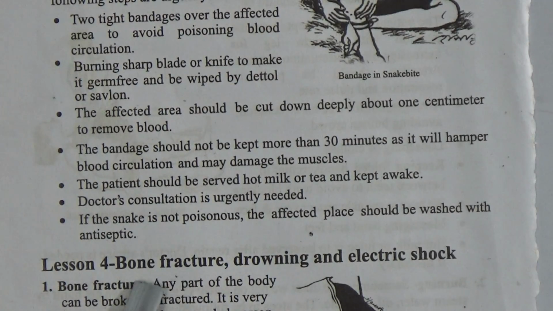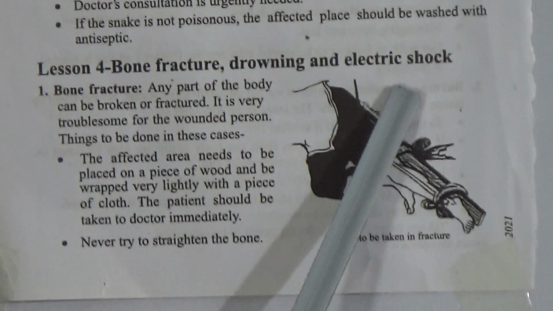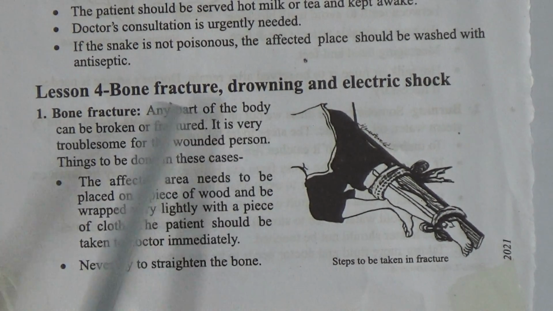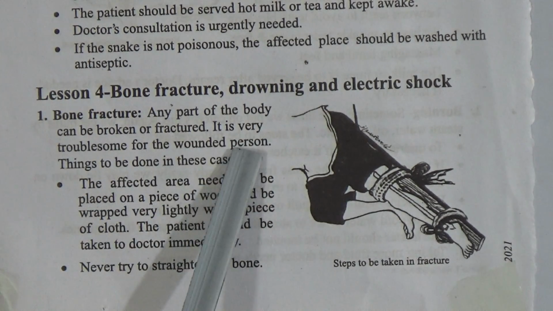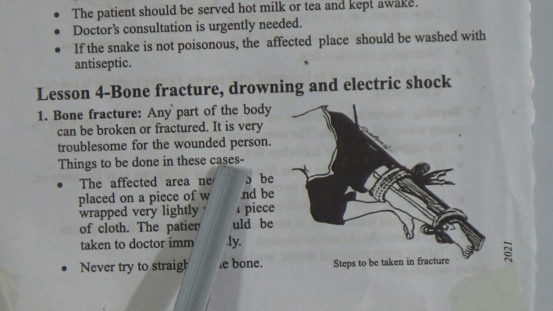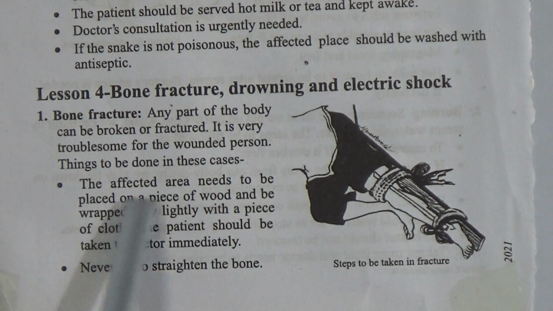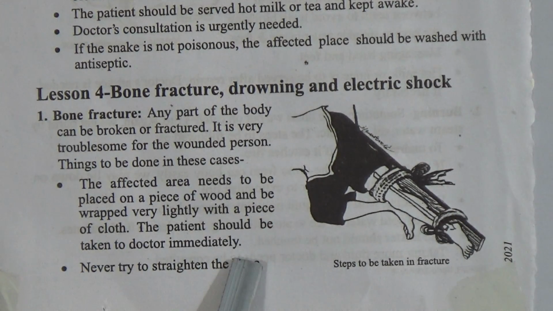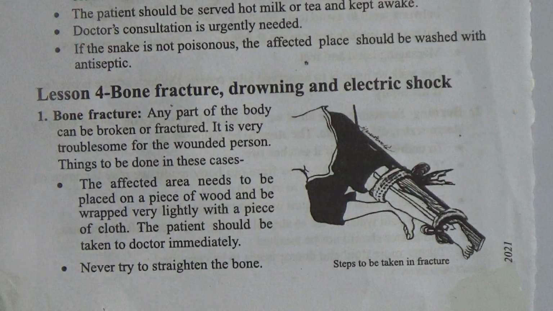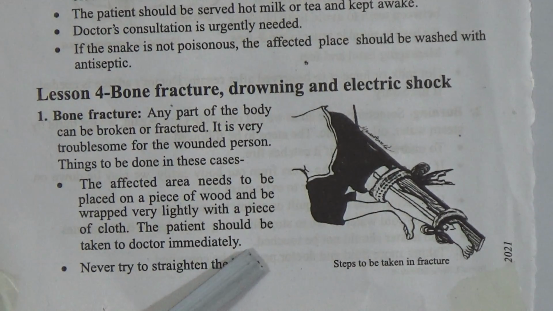Now lesson 4. Bone fracture, drowning and electric shock. Bone fracture. Any part of the body can be broken or fractured. It is very troublesome for the wounded person. Things to be done in these cases: the affected area needs to be placed on a piece of wood and be wrapped very lightly with a piece of cloth. The patient should be taken to the doctor immediately. They will try to strengthen the bone. So that's for lesson 4, and today we have done chapter 2, lessons 1 to 4, and I hope you will complete the whole chapter reading at home.